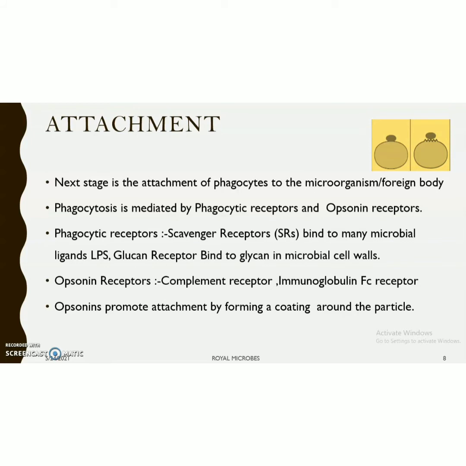The next stage is attachment, in which the phagocytes go and attach to the microorganism or the foreign body. Phagocytosis is mediated by two types of receptors, phagocytic receptors and opsonin receptors. Phagocytic receptors include scavenger receptors that bind to many microbial ligands such as lipopolysaccharide, and glucan receptors that bind to glycan in the microbial cell wall. The opsonin receptors include complement receptors, immunoglobulin Fc receptors, etc. The opsonins promote the attachment by forming a coating around the particle.